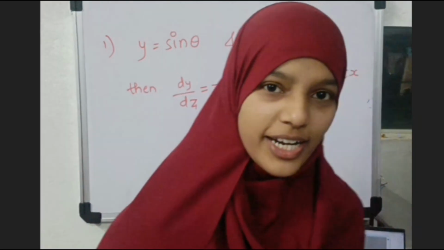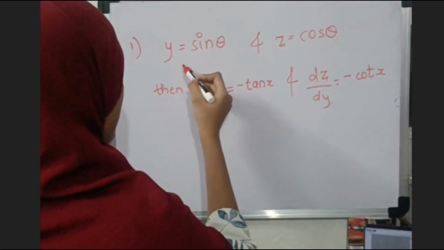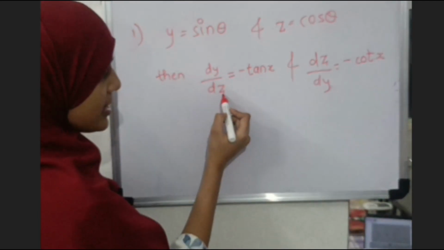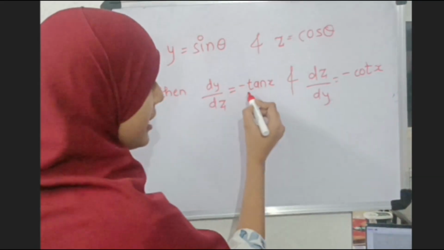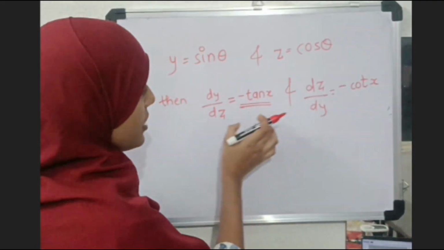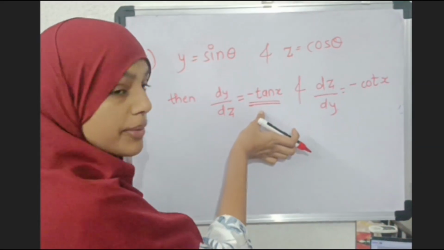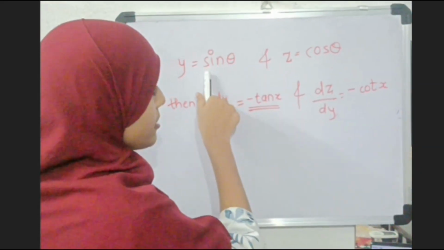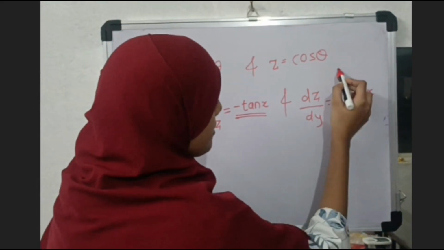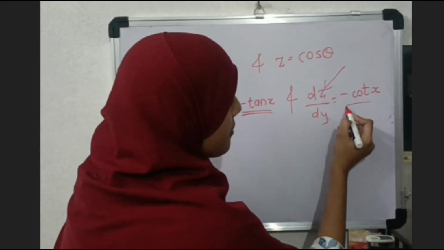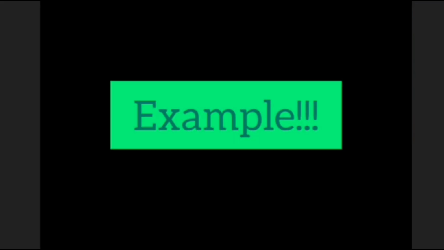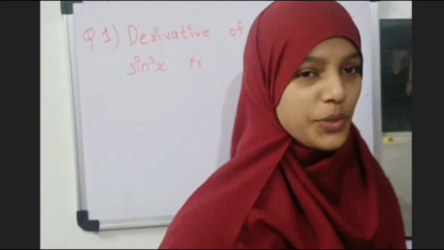So let's move towards our next short trick. Here we are given y is equal to sin theta and z is equal to cos theta. If we have dy by dz, that is sin upon cos, we will take minus tan. And if we differentiate dz by dy, meaning if we have to take with respect to sin, then our answer will be minus cot. That means if we have cos on the upper side, our answer will be minus cot. Just remember that.